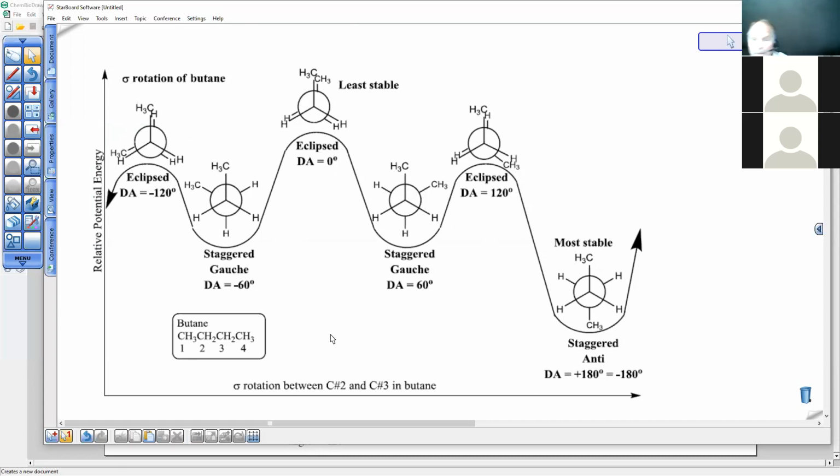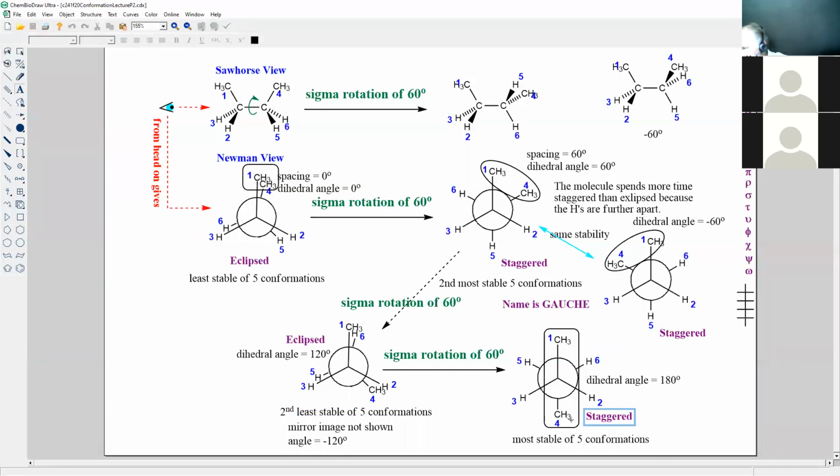Oh, I didn't tell you what's called anti. Better go back and fix that, huh? It has a name. Staggered equals anti. Staggered name is gauche here. Staggered name is gauche here. Staggered name is not gauche here. It's anti. And that's a nice word in chemistry. It means opposite sides from each other, 180 degrees. This was not the last time we're going to use the word anti.